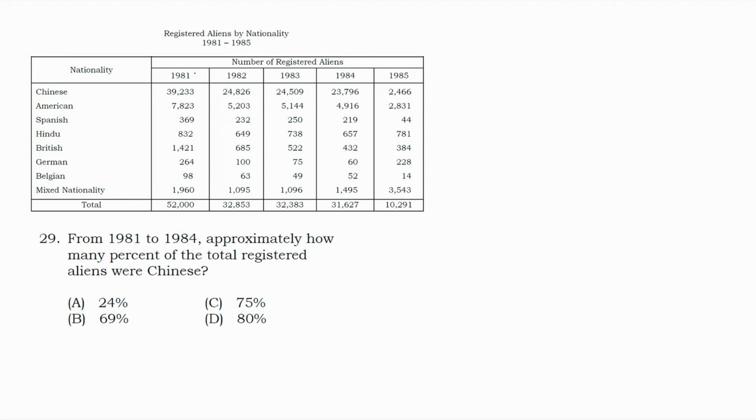Number 29, from 1981 to 1984, approximately how many percent of the total registered aliens were Chinese? So, for this one, yung kukunin lang natin na total is for 1981 to 1984. So, kukunin natin yung total number of Chinese aliens. Ira-round off ko na lang since di tayo gagamit ng calculator. Ira-round off ko to the nearest hundreds. So, yung 39,233, gagawin ko, and sulat ko muna Chinese.